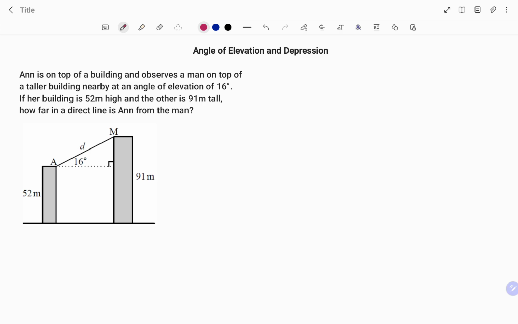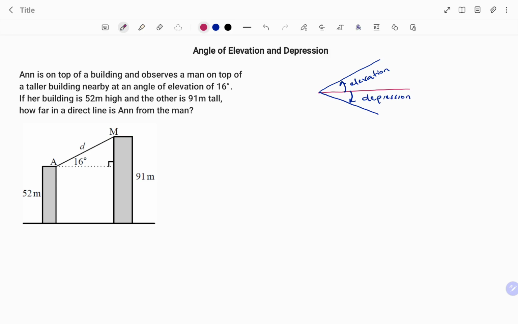A quick recap: if we have a horizontal line, the angle of elevation is the angle above the horizontal in this direction. So this will be our angle of elevation. And measuring the angle below the horizontal line in this direction will be our angle of depression.